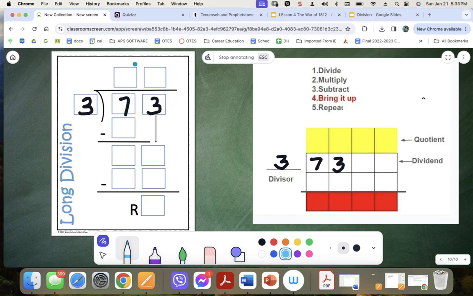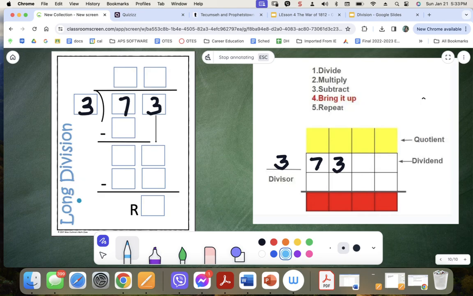So here our dividend is 73 and our divisor is 3. We have 73 divided by 3. And remember that the answer is the quotient. We have two different formats here. We're going to go ahead and work on the long division.